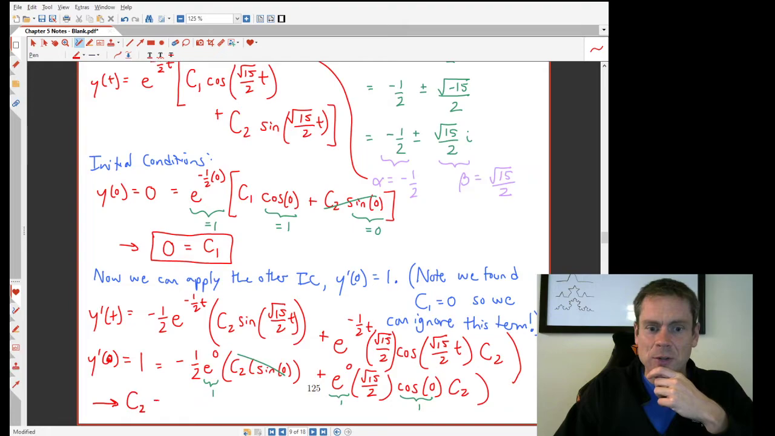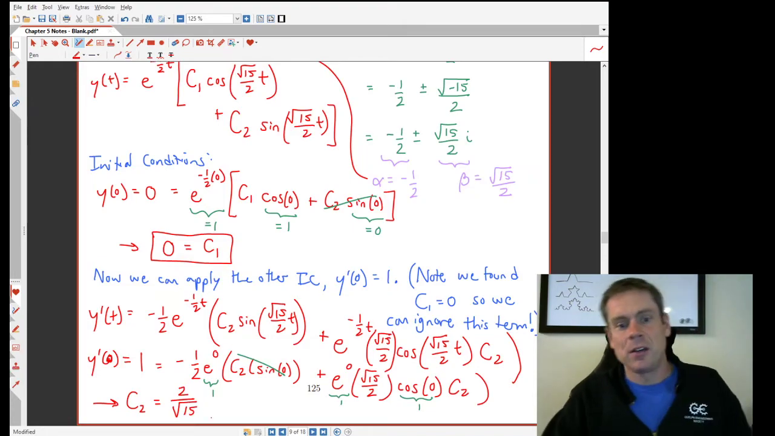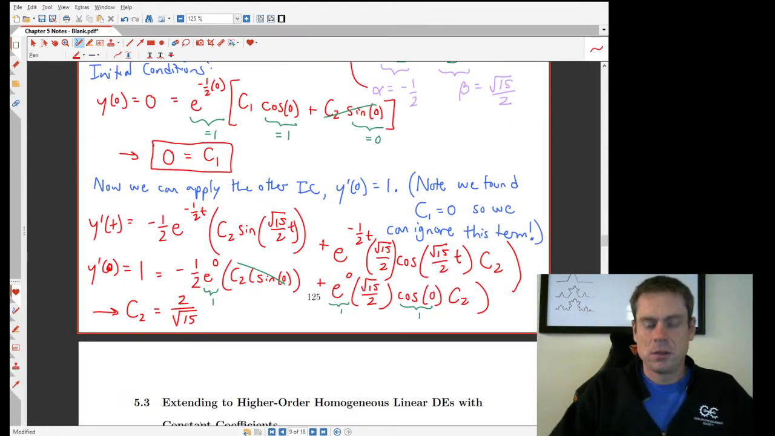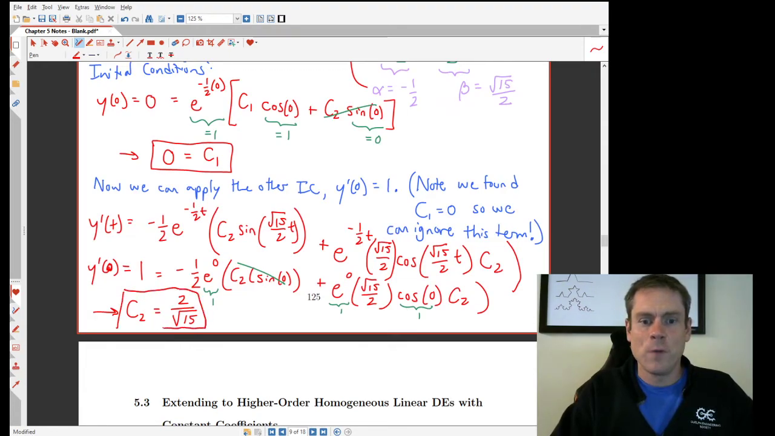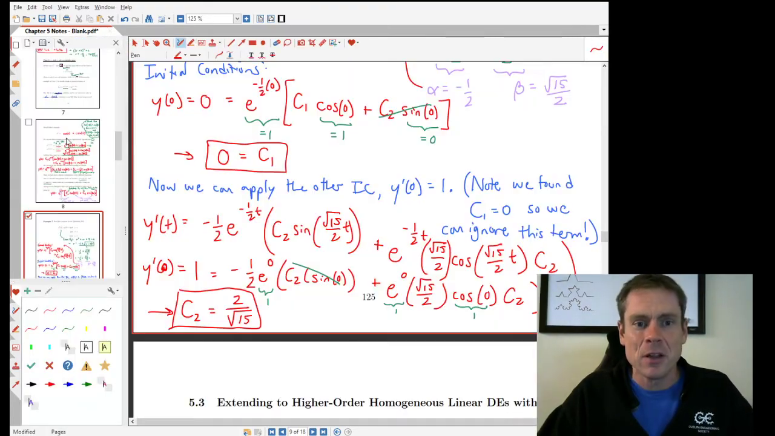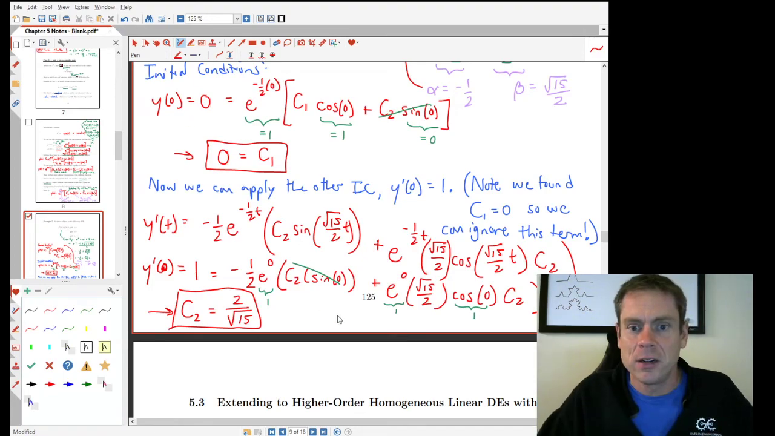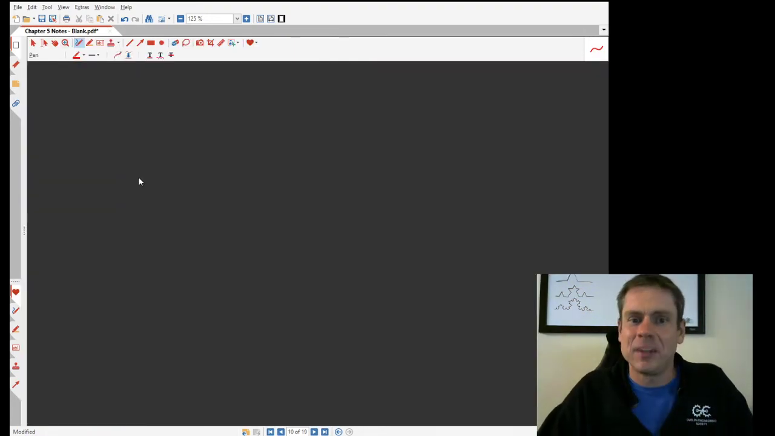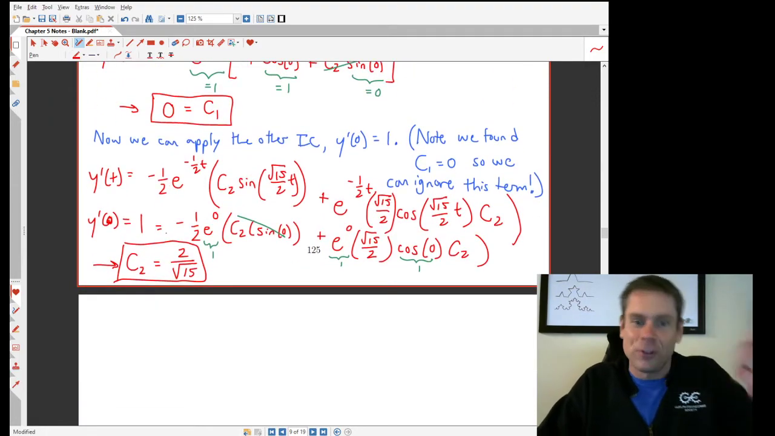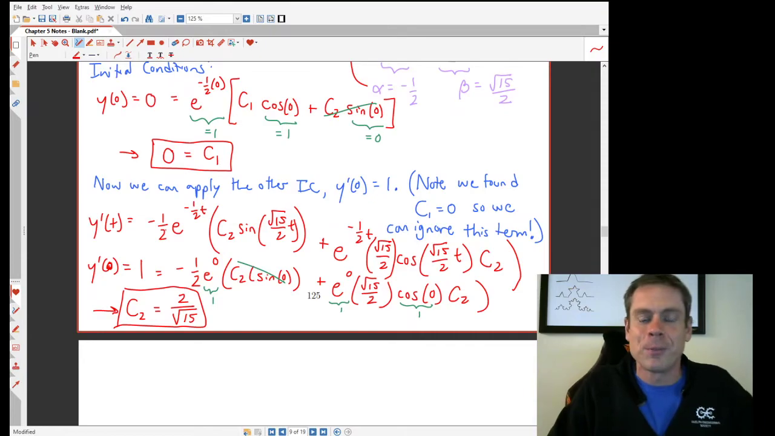So c2 equals 2 over the square root of 15. So I have my two different arbitrary constants there. I've now figured out what they are and pinned them down. I'm just going to add one piece so I can put in a final answer here. But the process is similar, right? We're still finding a general solution. We're still finding the constants at the end. Here, though, we have two initial conditions. You have to apply both of them.